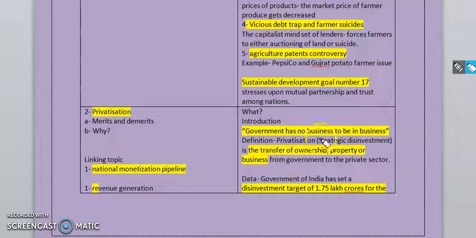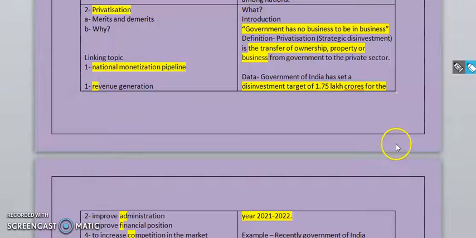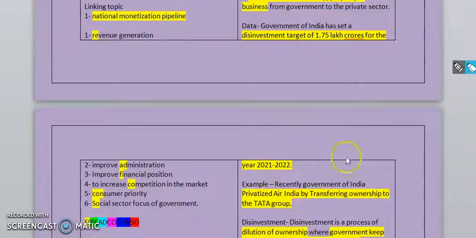The definition of privatization, which we can also call strategic disinvestment, is the transfer of ownership, property or business from government to the private sector. You can supplement this definition with data, like the Government of India has set a disinvestment target of 1.75 lakh crore, and I think for this year, 22-23, it is 68,000 crore. So you can change this data for 22-23.